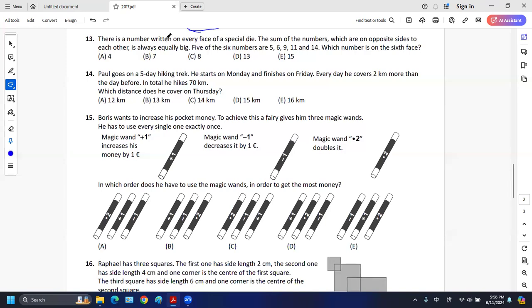Question number 13. There's a number written on every face of a special dice. The sum of the numbers is 9, 5, 9, 11, and 14. Which number is on the 6th face?